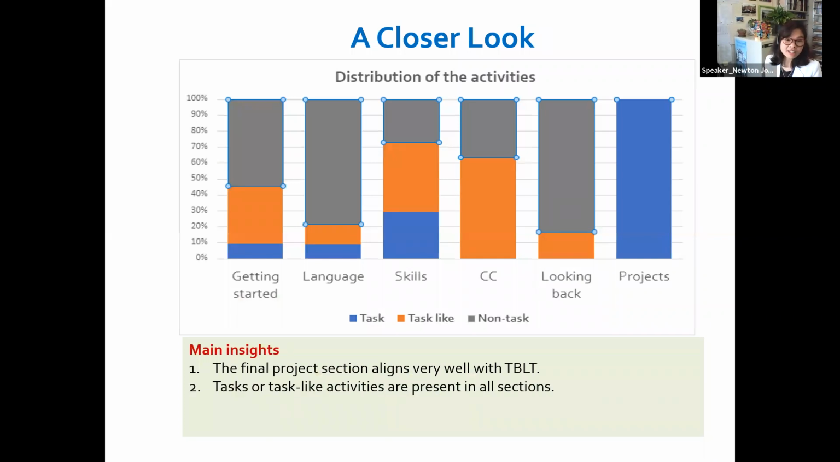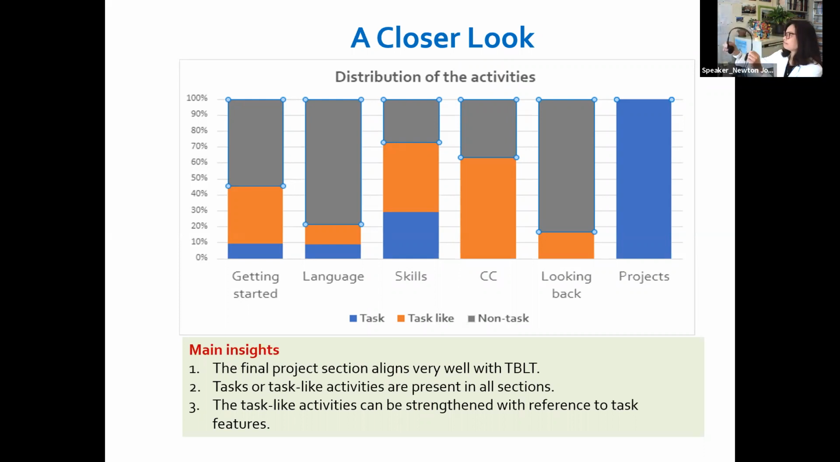The second insight is that tasks or task-like activities are present in all sections, as we can see in the brown and the blue colors in all of getting started, language skills, communication and culture, looking back, and project. So what do they tell us? The task-like activities can be strengthened with reference to task features. That is what the next part of our talk will be about. Okay, over to you, Professor.